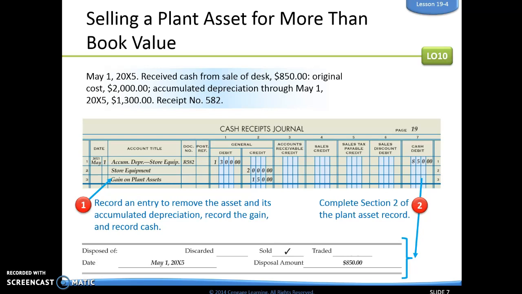Now again, we see debits and credits don't equal, so that tells us we need another credit. Here's our gain on plant assets. We're going to credit that for $150. Again, after we do that, we need to fill out the plant asset record sheet, section 2. We sold the desk on May 1st for an amount of $850.